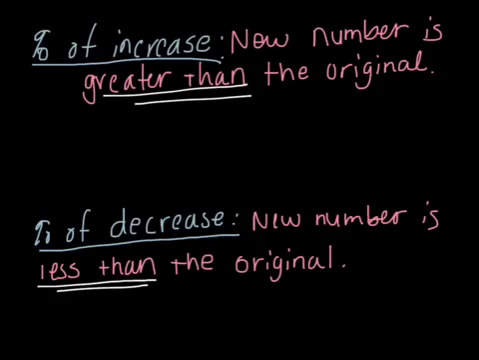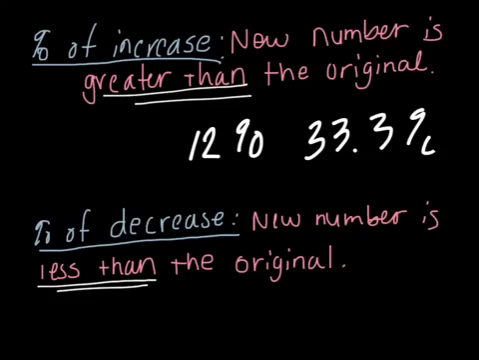Now the second part is we need to decide if this is a percent of increase or a percent of decrease. Since both of our answers, 12% and 33.3%, are both positive, how do we know if one is an increase or one is a decrease? Well, the way to figure that out is to look at the new number and the original number. If the new number is greater than the original, then it's a percent of increase. If the new number is less than the original, then it's a percent of decrease.